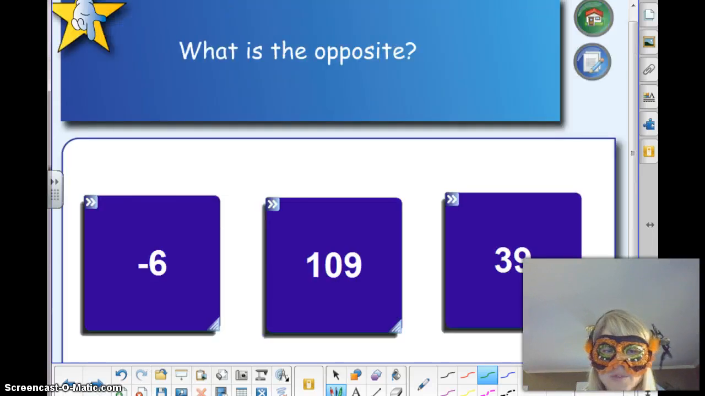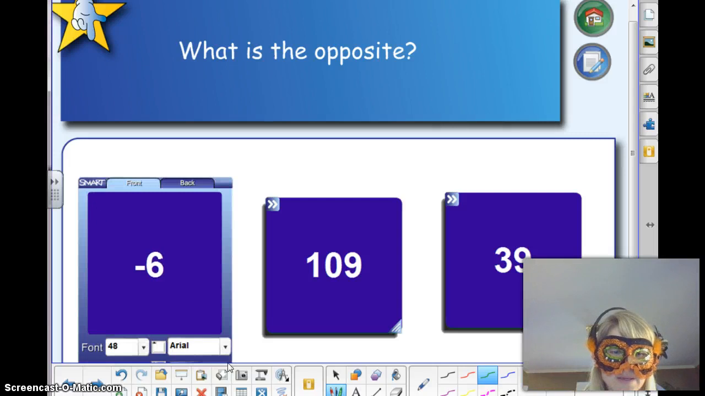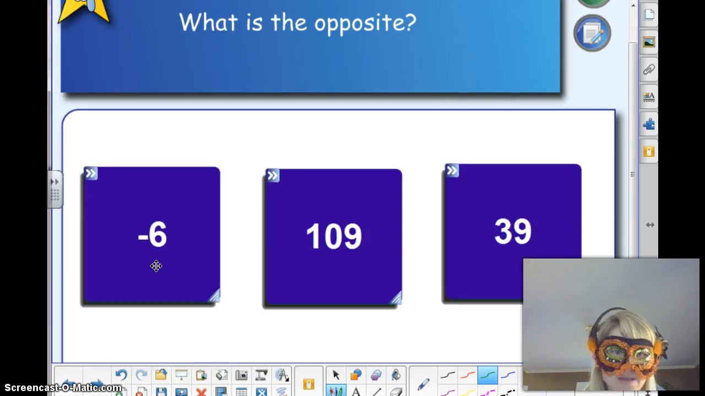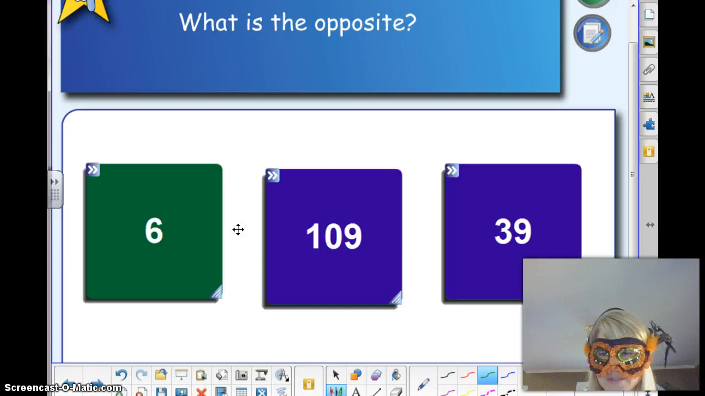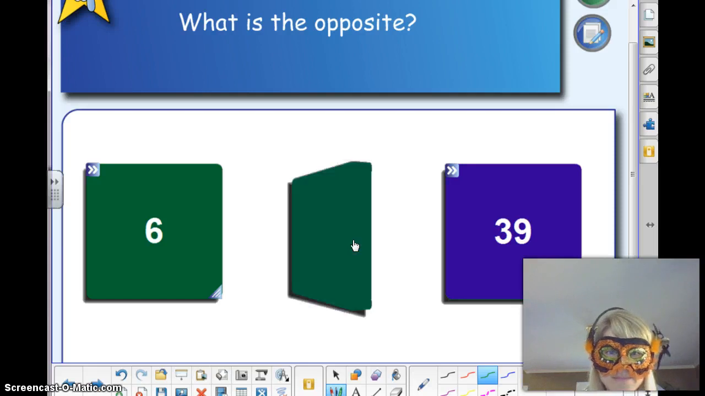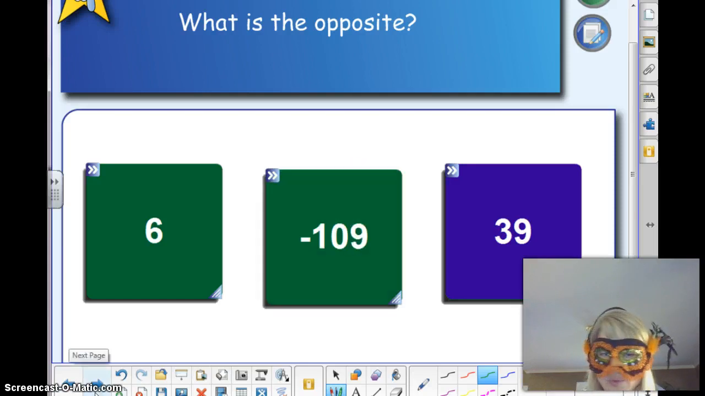Okay, again, a little more talk about opposites. The opposite of negative 6 would be positive 6. Opposite of 109, negative 109. I think you get the point there, right?